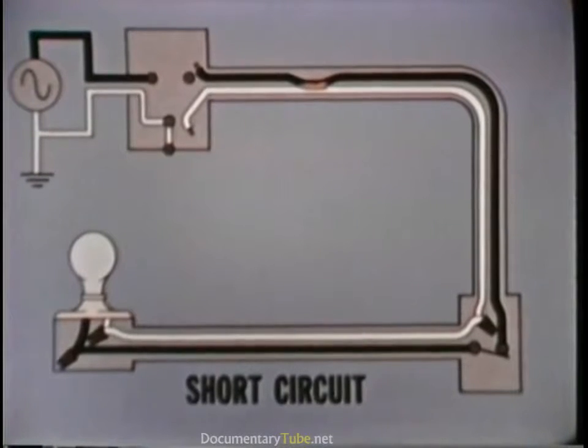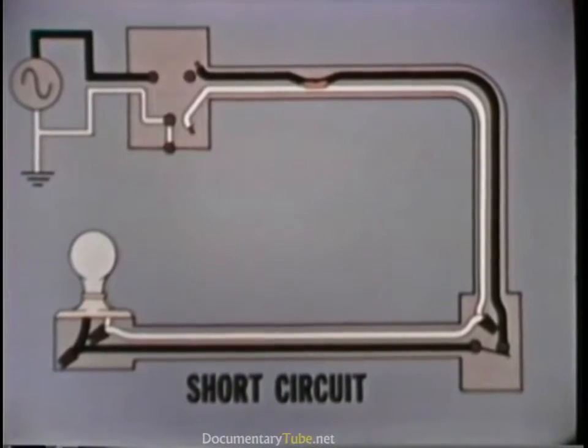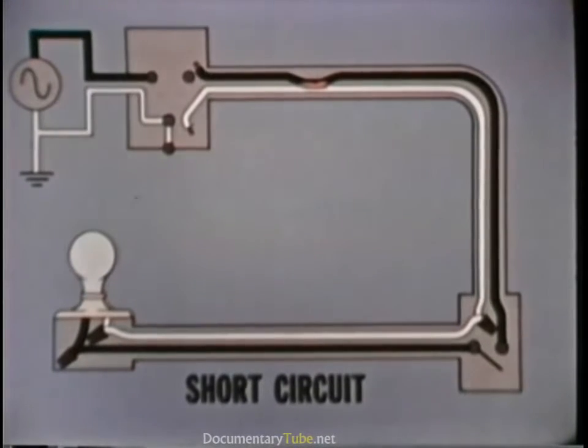Since a short or ground is suspected, remove the other elements of the circuit by opening the switch and removing the bulb.